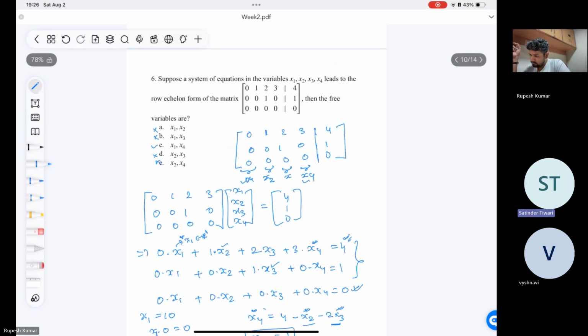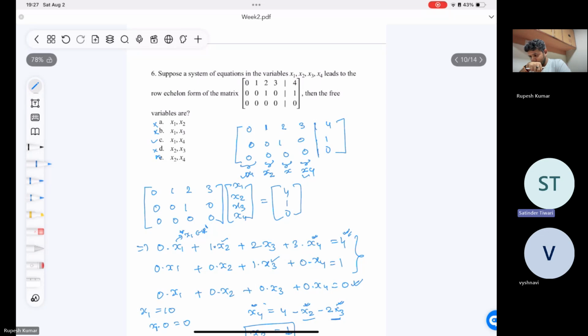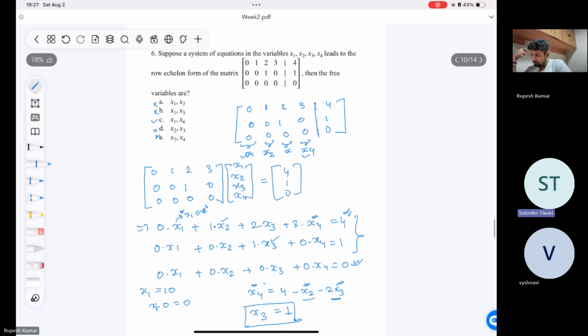So what I'm saying is that the pivot element in the first row is 0. So it means x1 is free, since there is no 1 in the first row. Then in the second row I am getting a pivot, 1, which means x2 is 1. Can we visualize it in this way also?